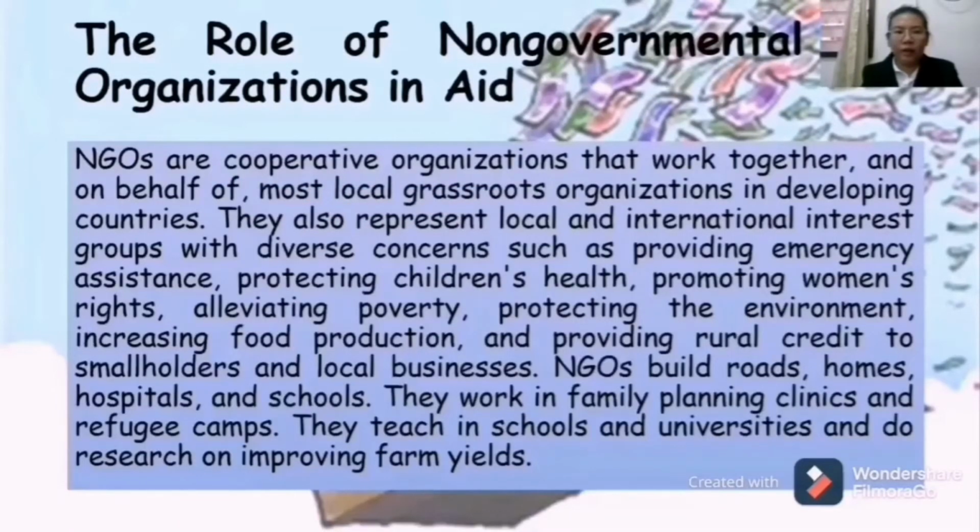Next is the role of NGOs in aid. NGOs are cooperating organizations that work together with and on behalf of local grassroots organizations in developing countries. They also represent local and international interest groups with diverse concerns such as providing emergency aid, protecting children's health, promoting women's rights, alleviating poverty, protecting the environment, increasing food production, and providing microcredit to smallholders and local business. NGOs also build roads, houses, hospitals, and schools. They work in family planning clinics and refugee camps. They also teach in schools and universities and do research on improving farm yields.